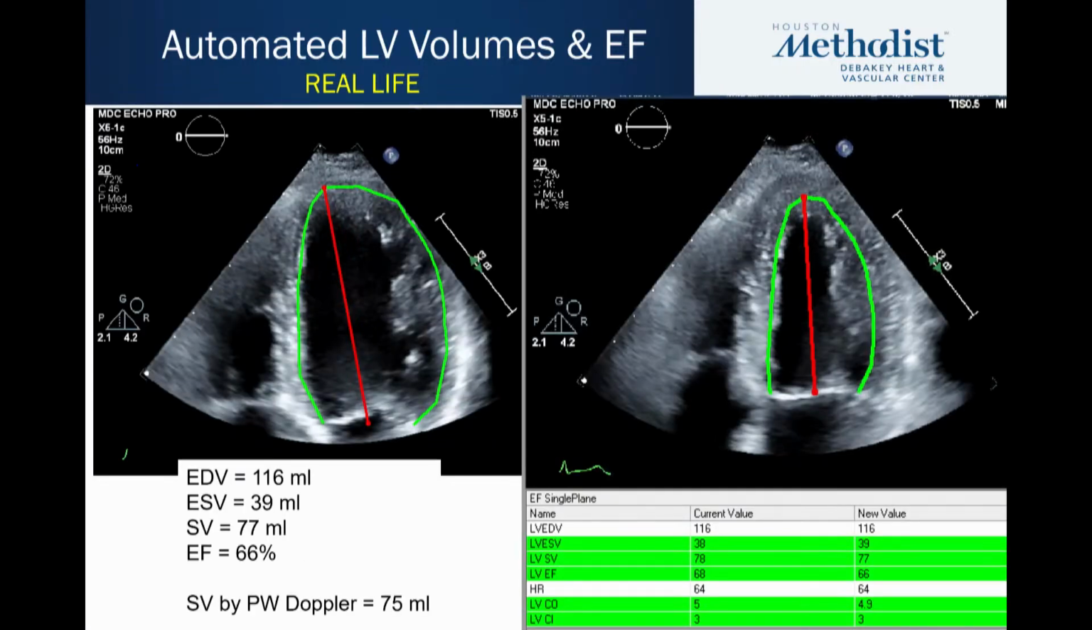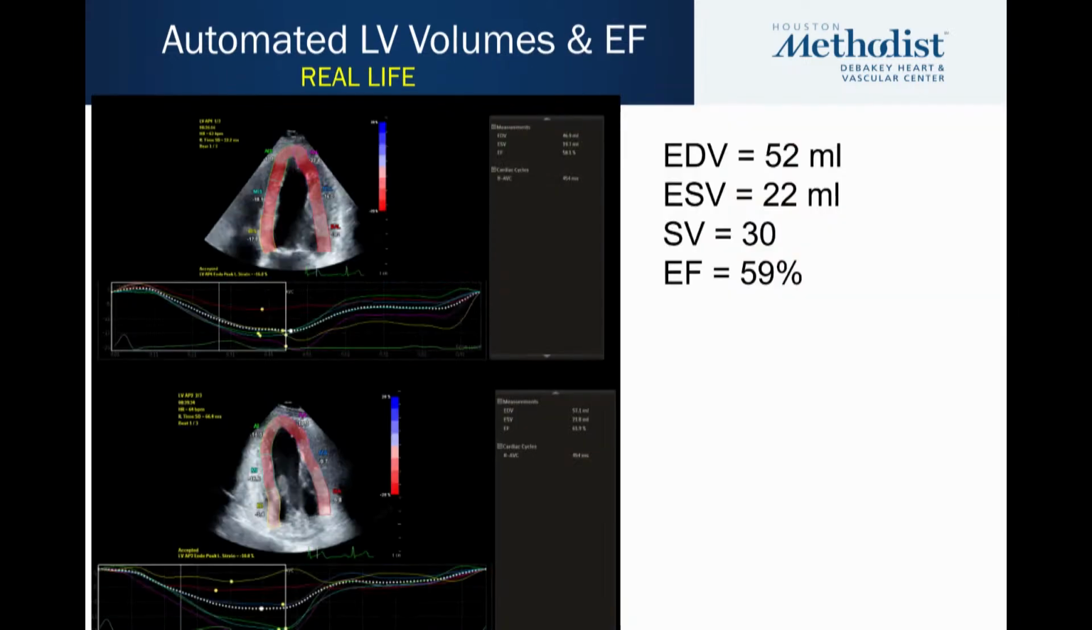Measurements made, and notice again, using the new recommendations, so leaving all this stuff behind, okay? Because if we went like this, you would have an EF of 75%. So doing all this, actually 66%, stroke volume 77 by PW 75. We're happy, right? Reported, we're okay. 3D end-of-study volume 52, stroke volume 30, EF 59%. Obviously, the EF came a little closer, but everything else is just absolutely ridiculous, right?